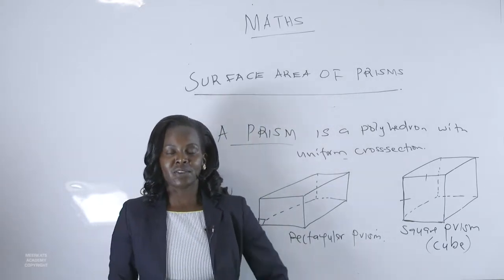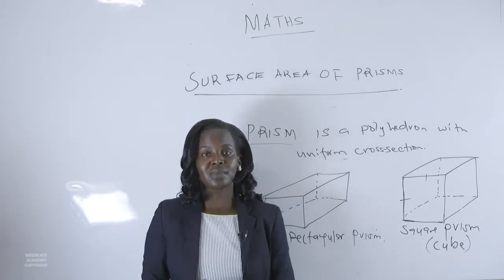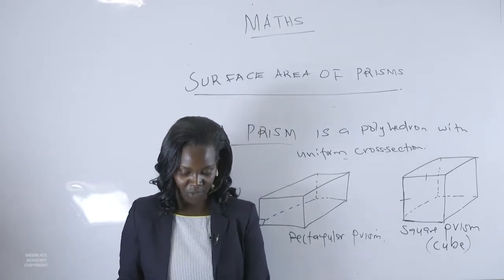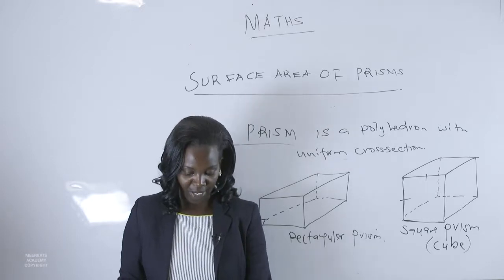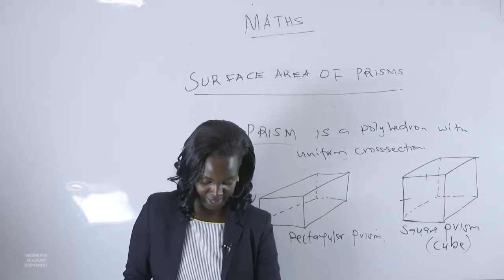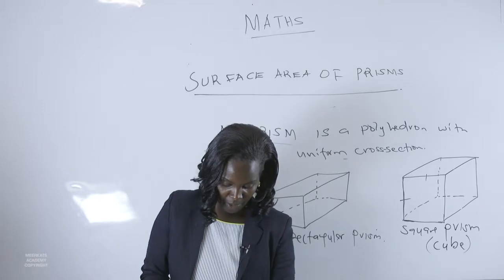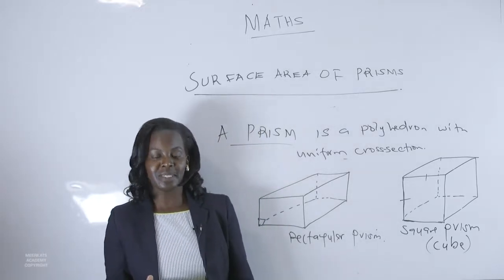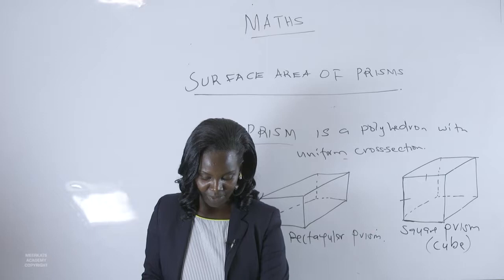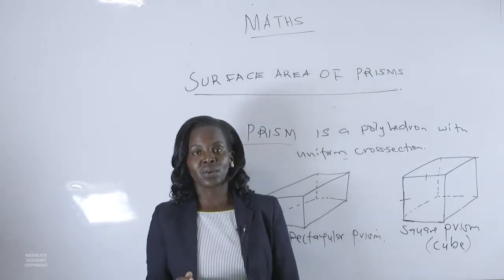One other characteristic of a prism is that the cross-section of the prism is always parallel to the two identical or congruent ends. The other sides of a prism are parallelograms or rectangles, as in right prisms.